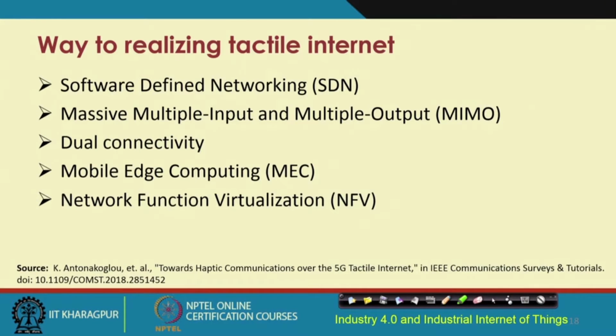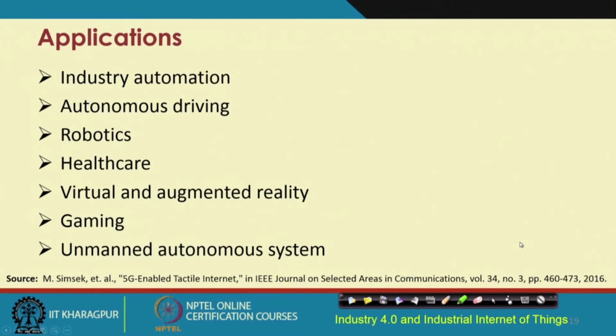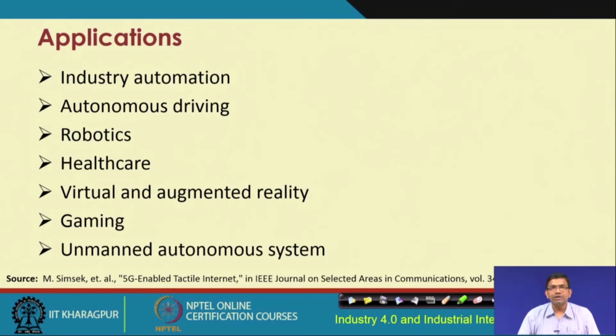There are different ways to realize the tactile internet. SDN technology is heavily used, along with MIMO, MEC, mobile edge computing, and network function virtualization. Applications for use: industrial automation, autonomous driving, robotics, healthcare, virtual reality, augmented reality, gaming, UAVs, and so on.